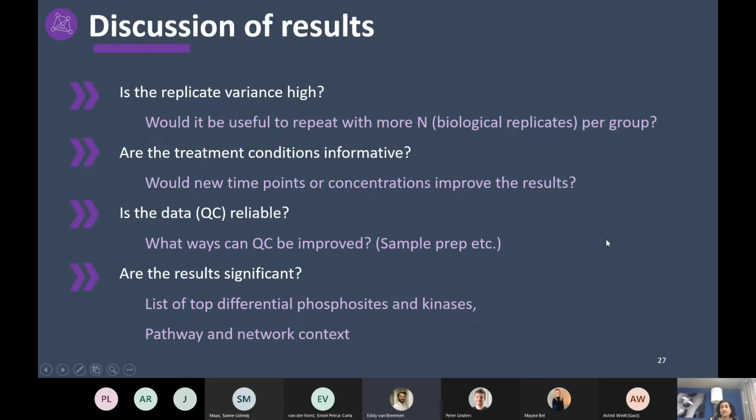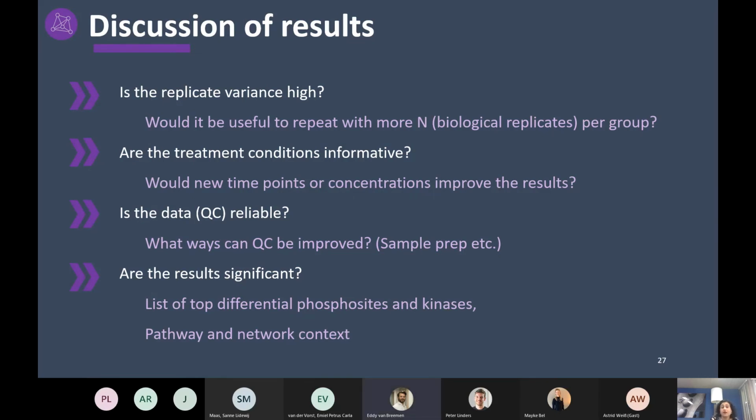Are the treatment conditions informative enough? Perhaps you might want to add new time points or different concentrations that could improve the results. Or is the data QC reliable? What are different ways we can improve the QC? Again, bringing into consideration uniformity of sample prep, protein measurements. There are many different ways we could improve this.